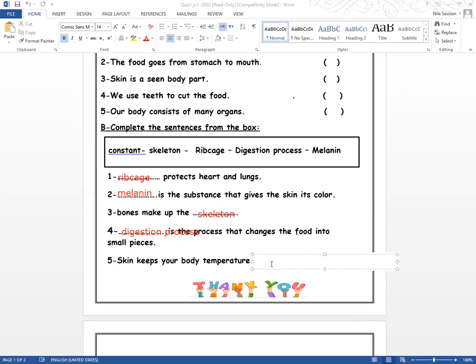The last question we have, skin keeps your body temperature. Skin keeps your body temperature. Yes, constant. Okay, jr.3, this is the model answer of the quiz that we take in here. Okay.